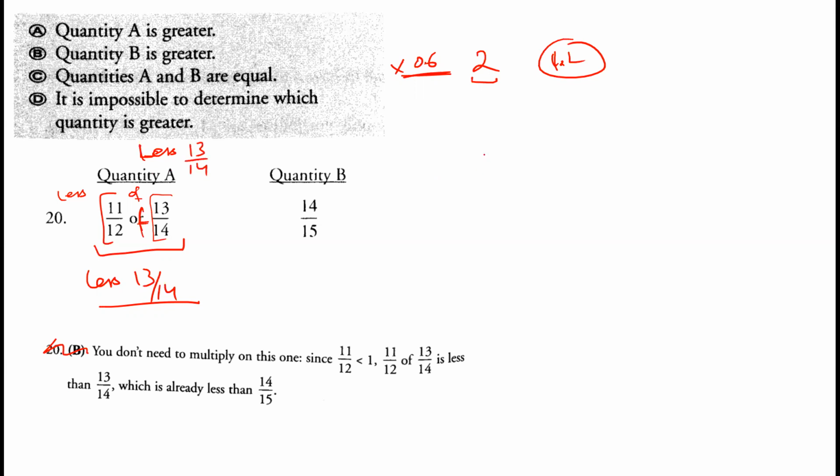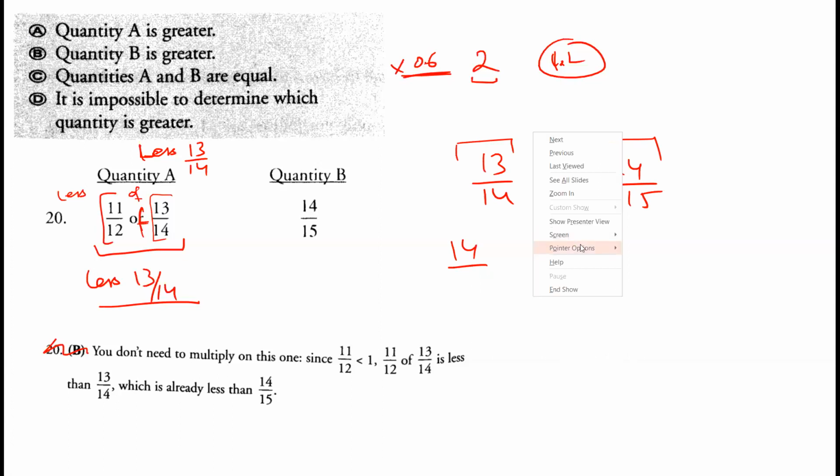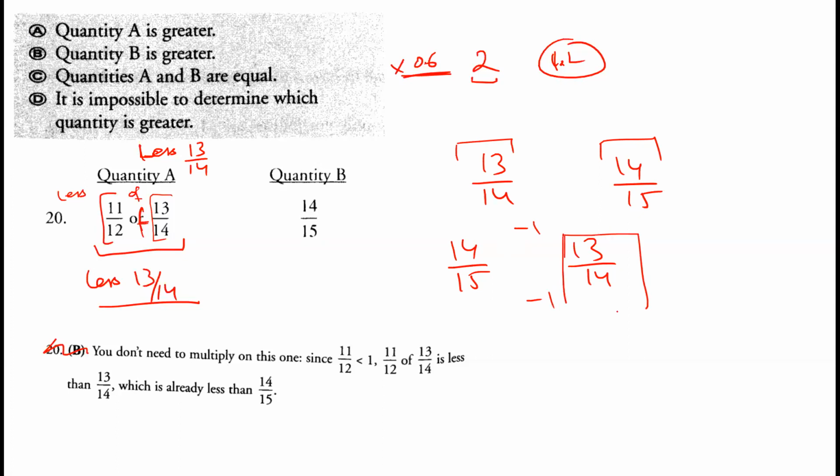13 over 14. Now we need to find out whether 13 over 14 is more or 14 over 15 is more. Now if you look closely, this is 14 over 15 and this would be 13 over 14. The numerator goes down by 1 and the denominator also goes down by 1. If the numerator goes down by 1, the whole expression will go down. And if the denominator goes down by 1, then the whole expression should go up.